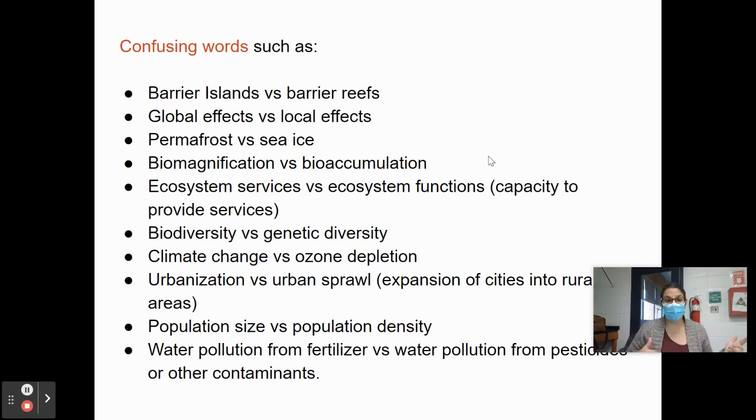Biomagnification versus accumulation. Ecosystem services versus ecosystem functions. Biodiversity versus genetic diversity. Climate change versus ozone depletion, which nobody in here should make that mistake, because hopefully I've drilled that into your heads. Urbanization, moving into the cities. Urban sprawl is vomiting out of the cities, which is exactly what we all are in Monmouth County. Population size versus density. And then another one of my personal favorites, water pollution from fertilizer versus water pollution from pesticides. Fertilizers make plants grow. Pesticides kill pests. Very, very different.